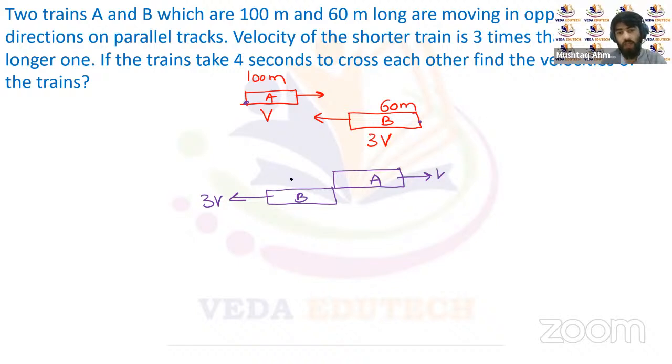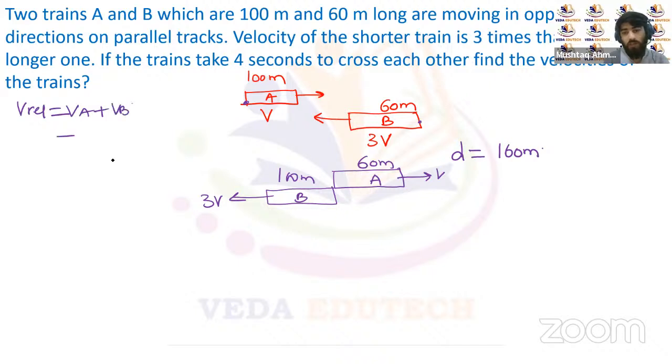And in this time, the trains must have covered a distance of 100 meters and 60 meters together. It means the total relative distance traveled by trains A and B will be equal to 160 meters. Their relative velocity will be VA plus VB because they are going in the opposite direction. The speed of A is V and the speed of B is 3V, so their relative velocity is equal to 4V.